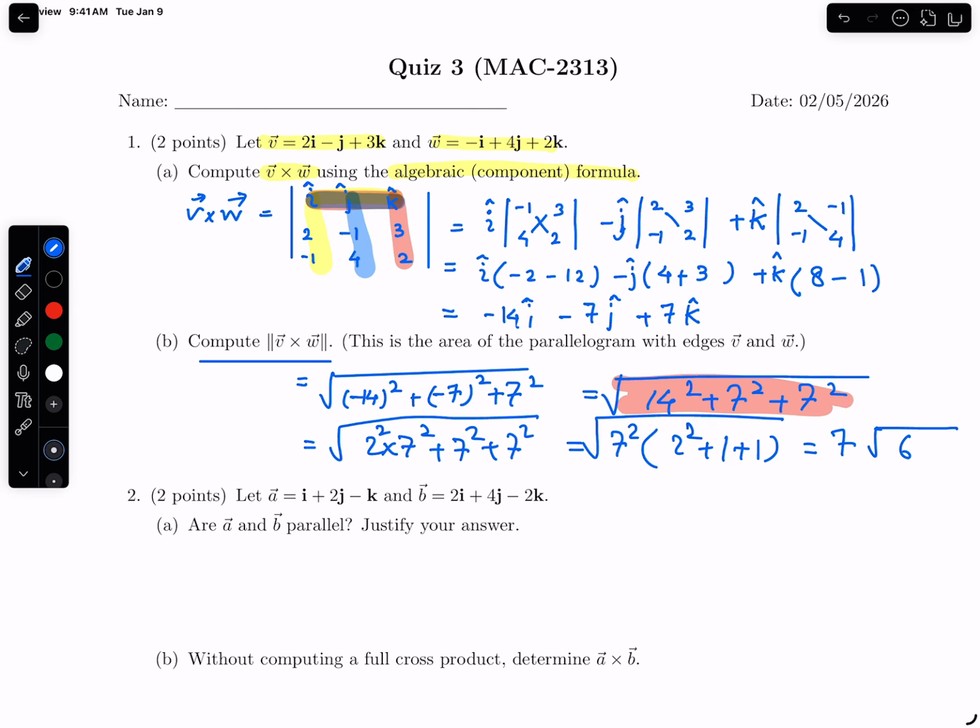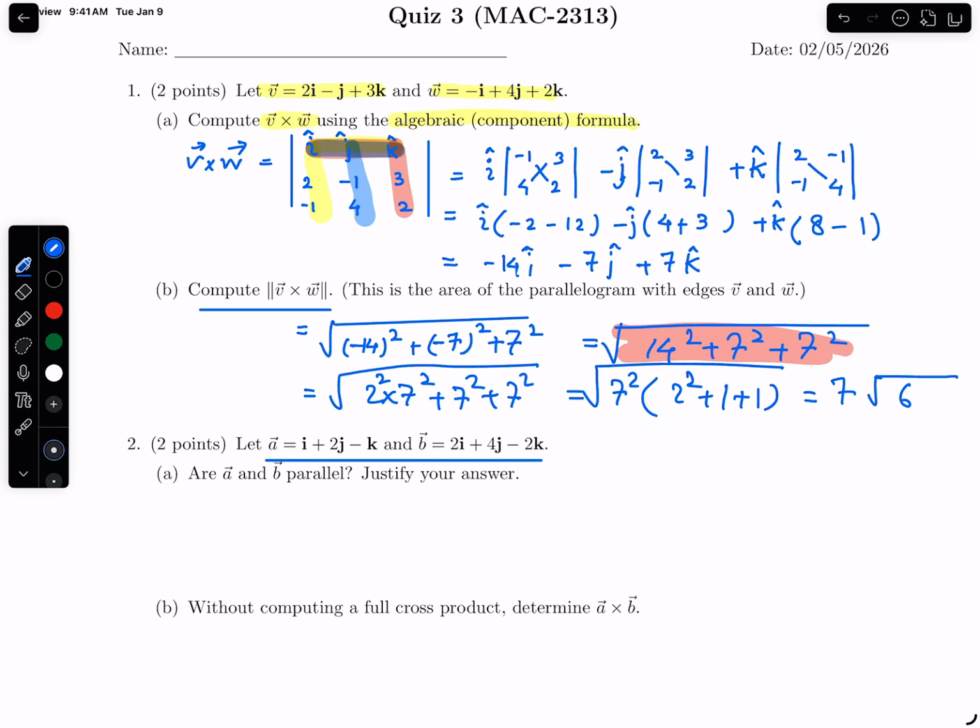Okay, the second question is, I'm given two vectors. I need to justify why these vectors are parallel. So I have to find a constant k, such that if I write a is equal to k times b, or b is equal to k times a, then these vectors are called parallel. And you can see my a vector is equal to 1/2 of vector b, so this is the number.